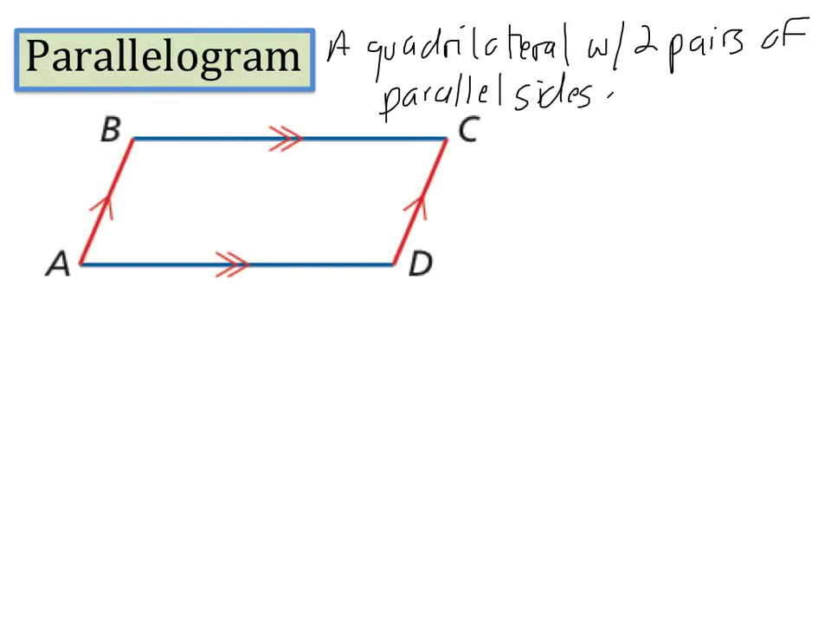Whenever we're writing the name of a parallelogram, we use this symbol. So if I was going to name this parallelogram, I would name it parallelogram ABCD. This is how we name parallelograms.